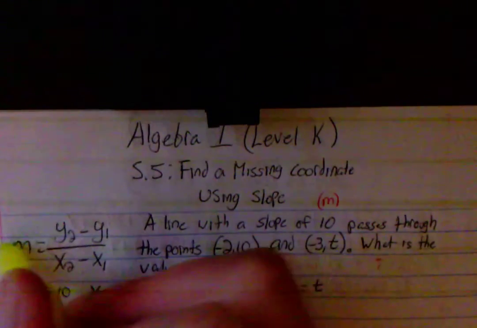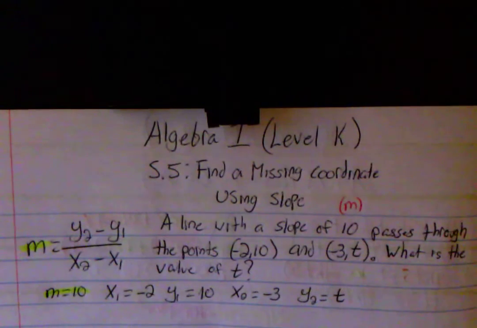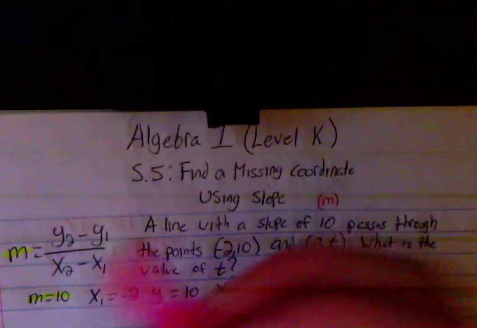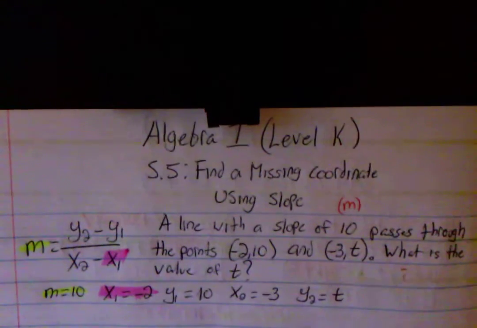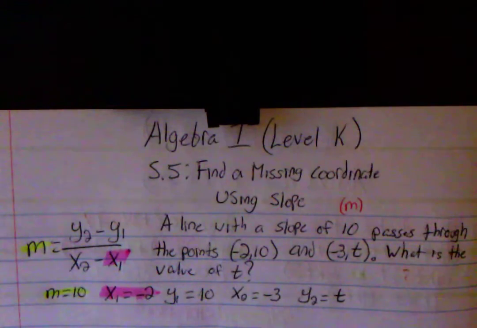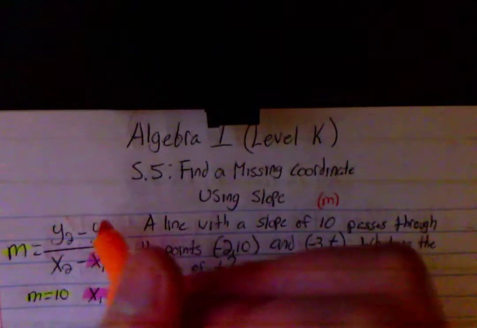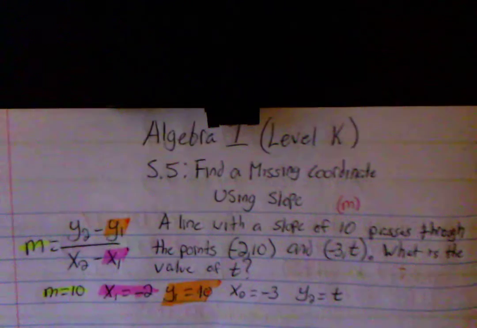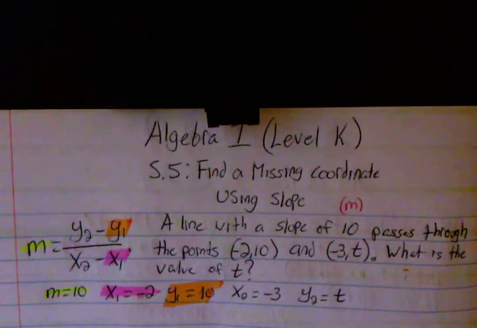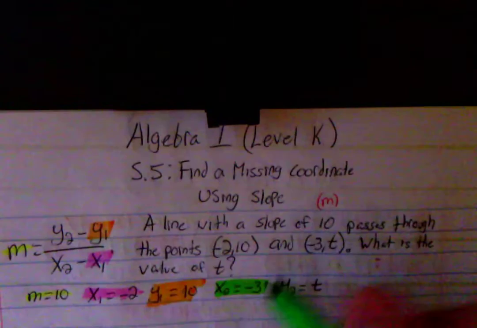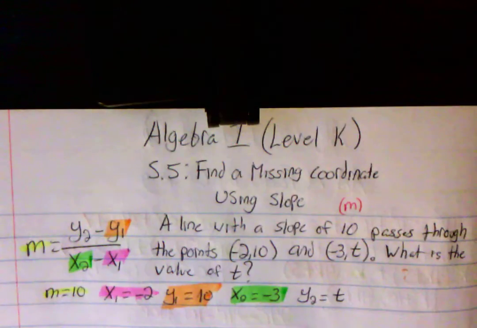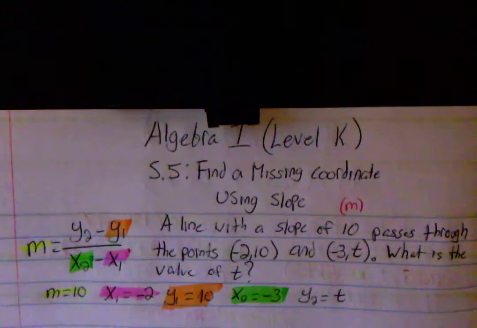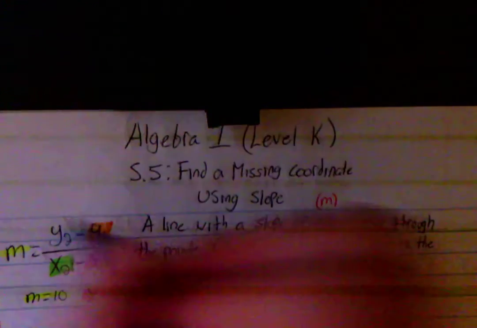I'd then like to highlight what I'm filling in for the formula. So m equals 10, x1 is -2, y1 is 10, x2 is -3, and then y2 is our t.